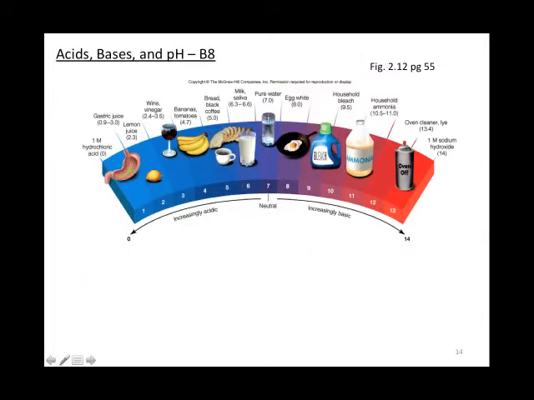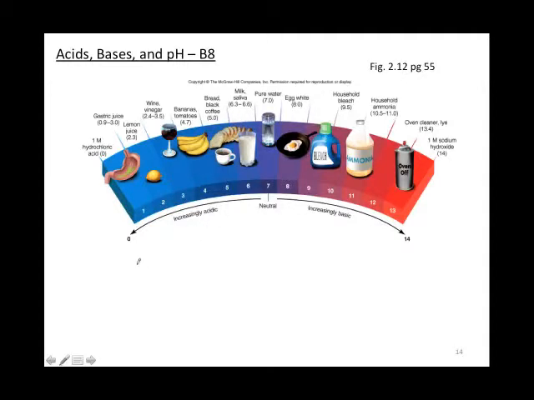Now, students usually get confused on this because they think, well, the higher the number should mean more acid. Well, it doesn't. And that has to do with the way that you calculate the pH. And I don't want to get into all the chemistry behind that, but you just have to learn and understand that the lower the number, the more acidic it is. The higher the number, the less acidic. And 7 is neutral. So, for example, bananas are less acidic than lemons. Or coffee is more acidic than milk and has a smaller number.